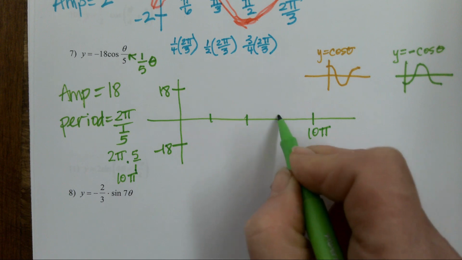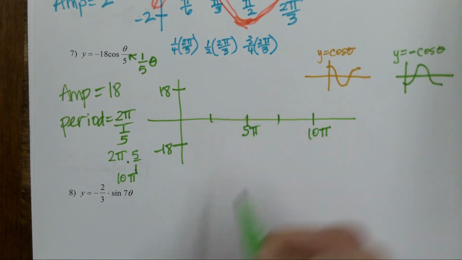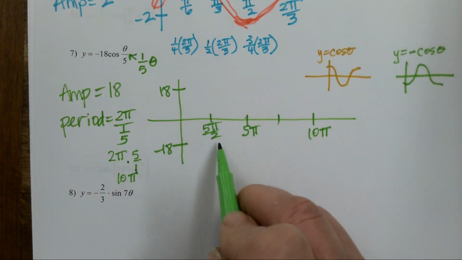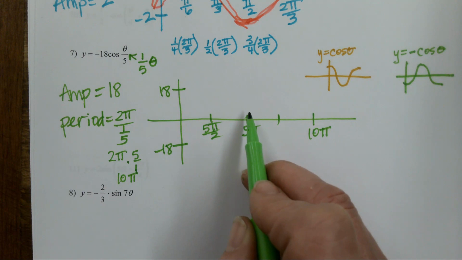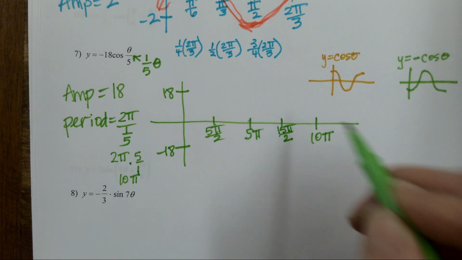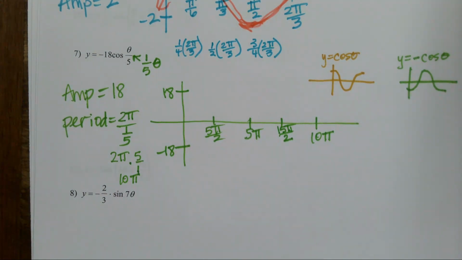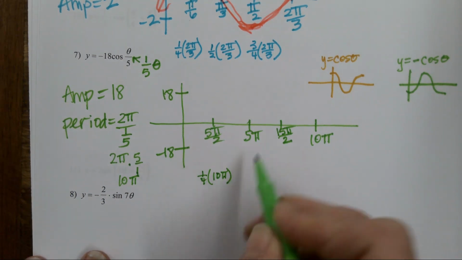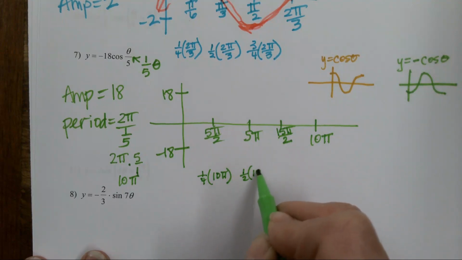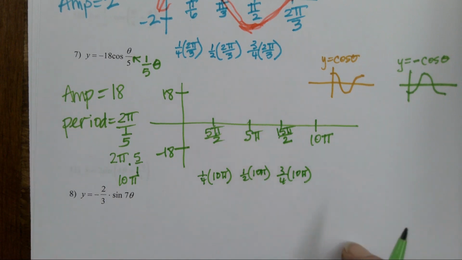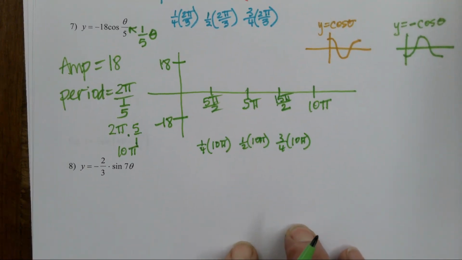Make my tick marks, cut them in half, cut that in half, 5 pi over 2, 10 pi over 2, 15 pi over 2. I count by the same interval, or again, multiply by 1/4, multiply by 1/2, multiply by 3/4. This would be 1/4 of 10. This would be 1/2 of 10. And 3/4 of 10. You decide which method works best for you. It's all personal.